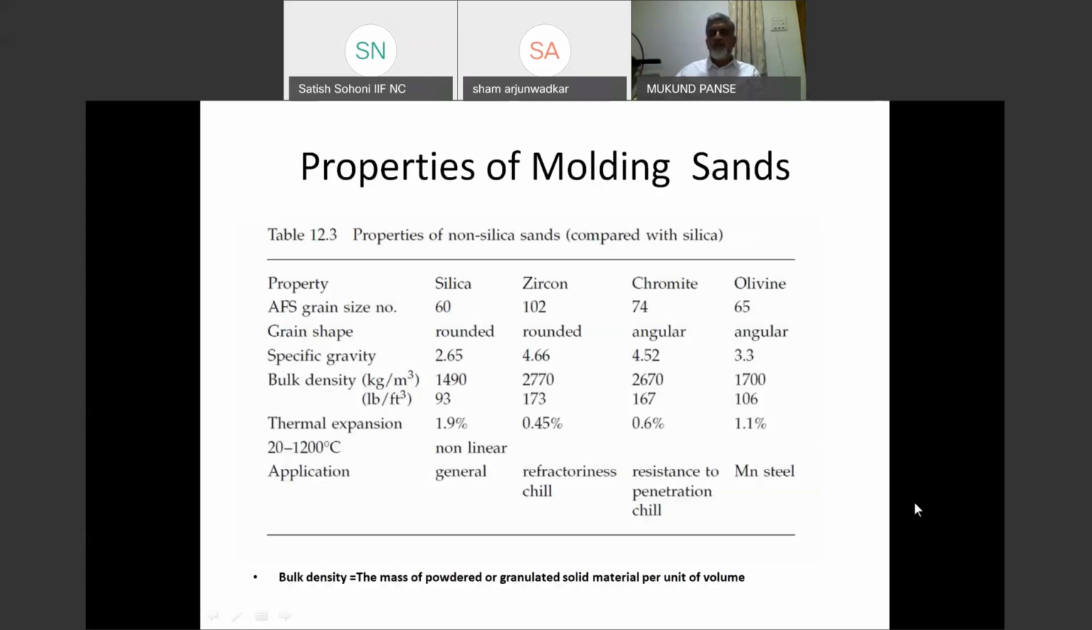You see the thermal expansion of silica sand is more than 4 times that of zircon, 3 times that of chromite, and again the silica sand is non-linear. The refractoriness also is less, but around 1419, 1500 with application of paint, silica satisfies most of the requirements of sand and can be used effectively.